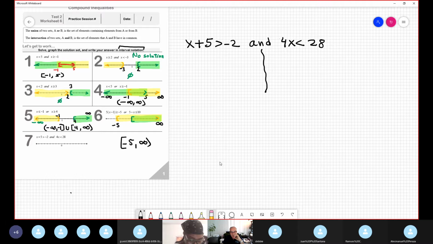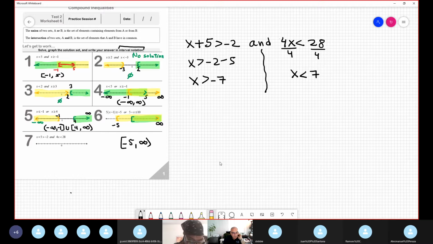Let's do the first one. The first one is x plus 5 greater than negative 2, so x is greater than negative 7. The second, divided by 4, is x less than 7.